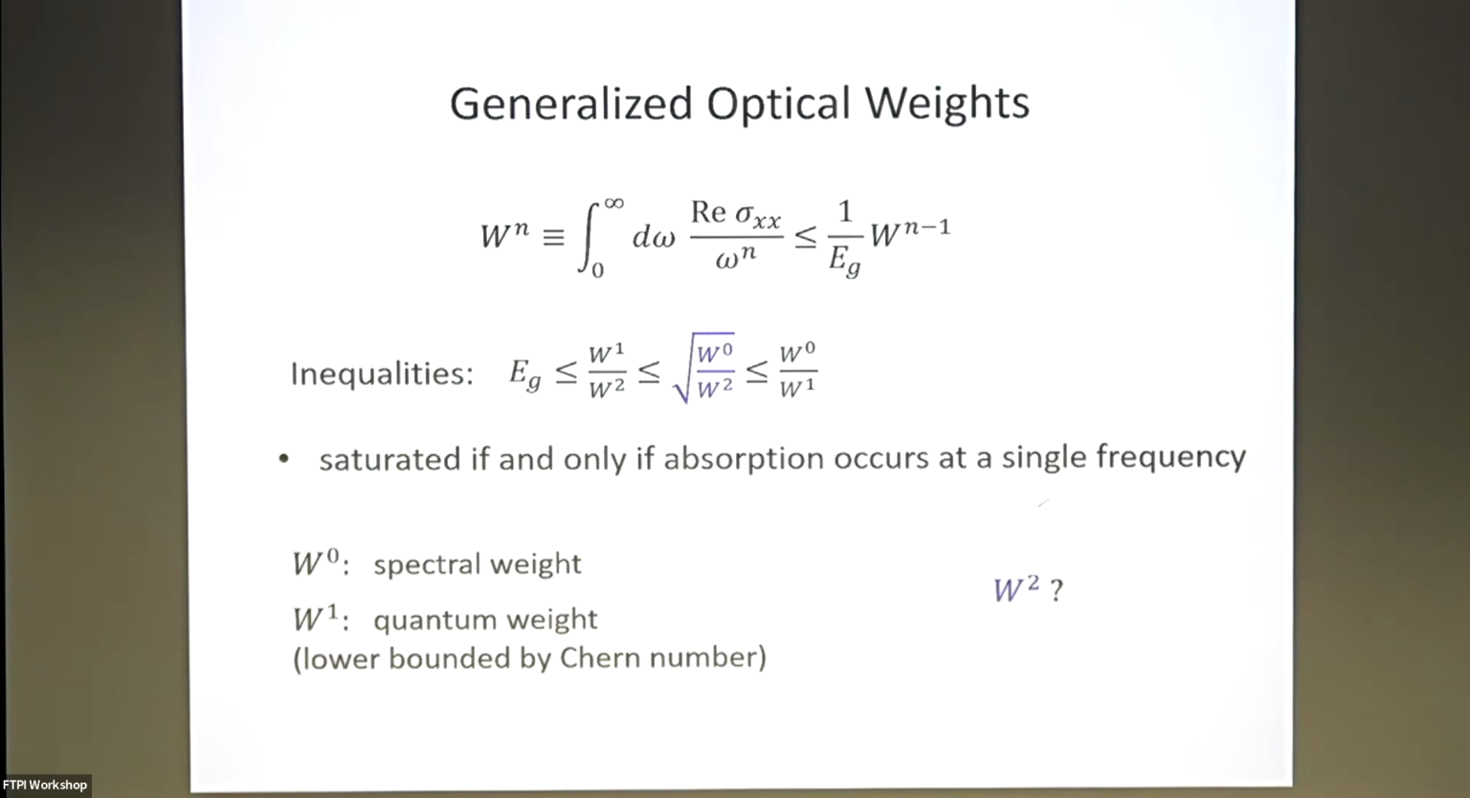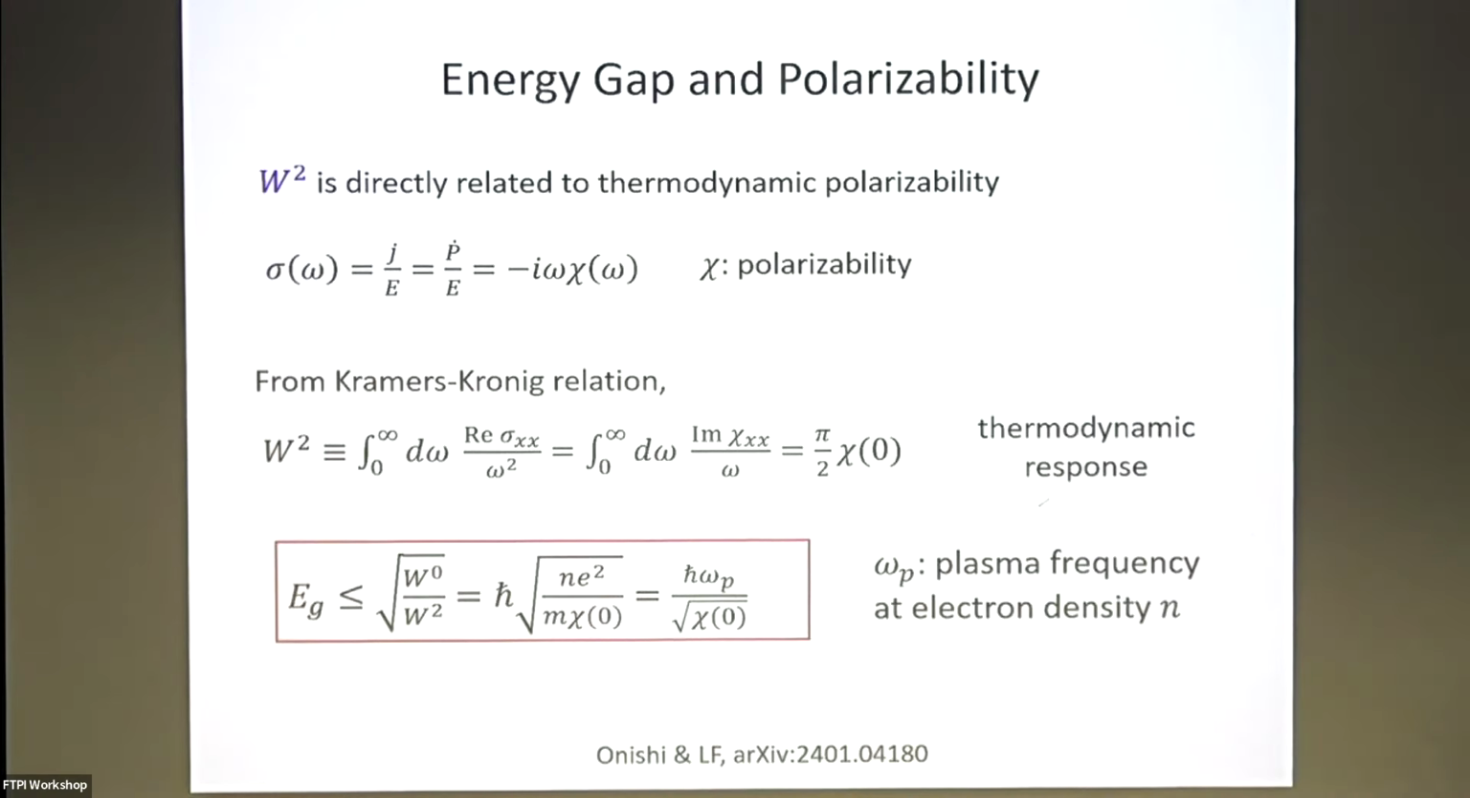Okay. So the question is, what does W2 represent? Is there any physical meaning? So we see W0 is the full spectral weight related to the charge density in the system. W1 is a quantum weight because of the lower bound by the Chern number. Now the question is, what about W2? Again, W2 is essentially the polarizability of the system.